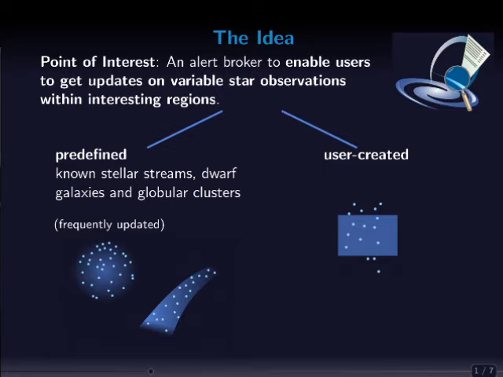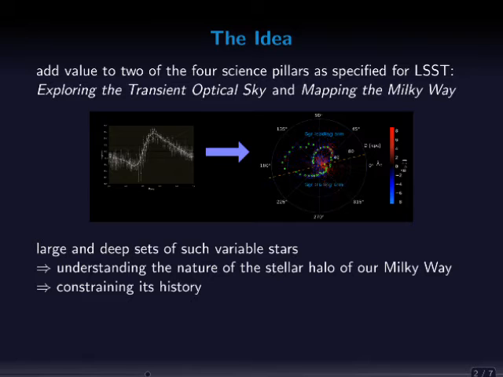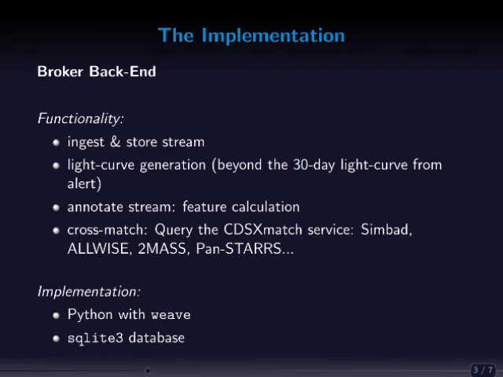With LSST, the Point of Interest Broker will add value to especially 2 of the 4 science pillars as specified for LSST: exploring the transient optical sky and mapping the Milky Way. By making use of large and deep sets of variable stars, data from the Point of Interest Broker will help users to understand the nature of the stellar halo of our Milky Way, and by that constraining its history.